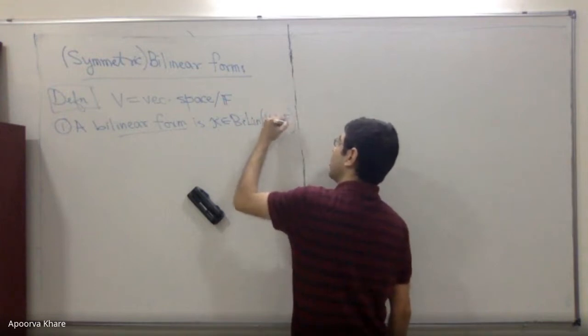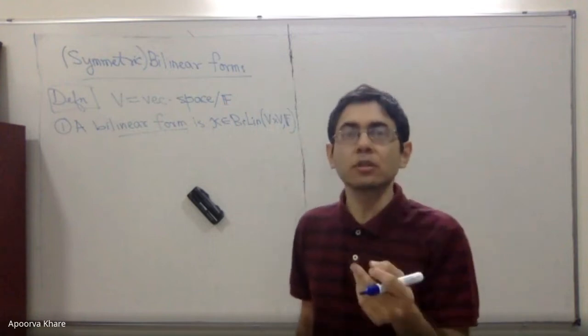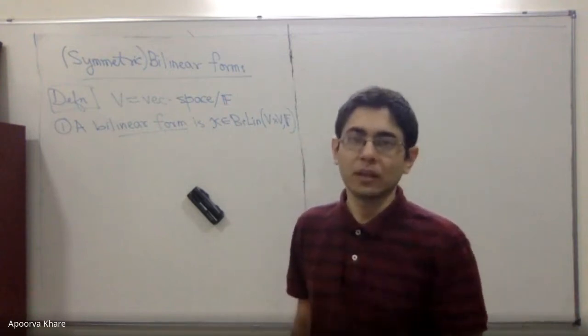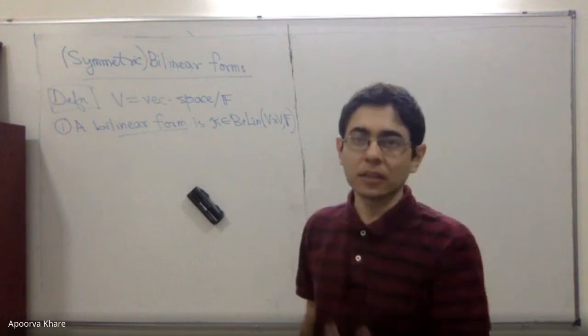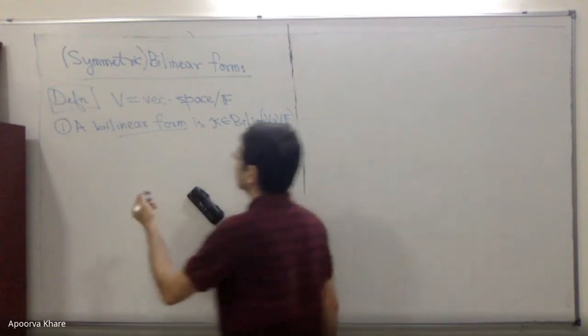And the word form just means that the output, so bilinear maps from V cross W to Z, for vector spaces V, W, and Z, a form is when that Z is the ground field. So linear form, bilinear form, trilinear form, and so on.